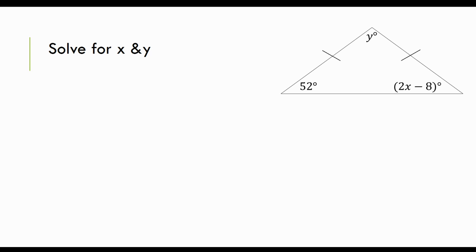So if we look at the picture, we have a triangle and I see that there are two sides marked congruent. So remember, that makes it an isosceles triangle, and if two sides are congruent, that means that the angles that are directly across from them are also congruent. So that means that this 52-degree angle and this angle, which is represented as 2x minus 8, are congruent. And so I'm going to be able to use that information to solve for x. Congruent means equals, so I'm going to set those two equal to each other.